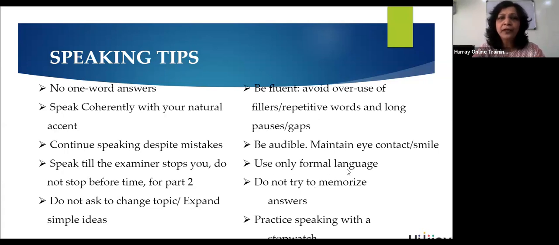And use only formal language. Don't use informal words like kid. Don't say kid, you have to say child. Don't use words like dad, mom, granddad, grandmom, bucks, stuff, etc. You have to use only formal English words and words with English origin. You're not supposed to use words from your mother tongue language. If you have to use a word which is in your mother tongue language, you can always explain it in different words in English. And do not memorize your answers.